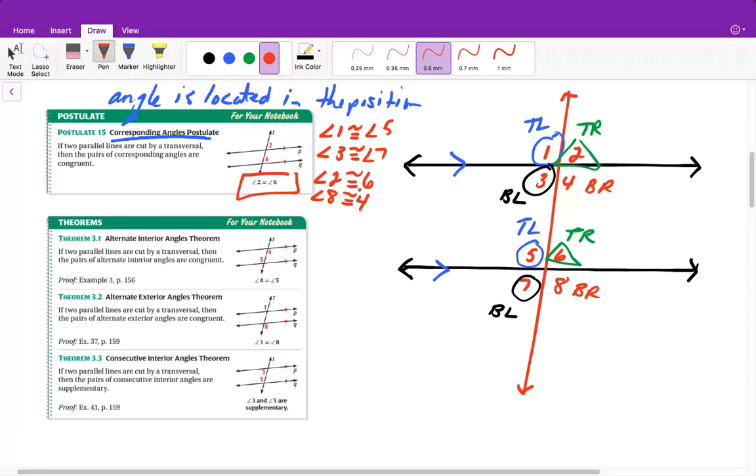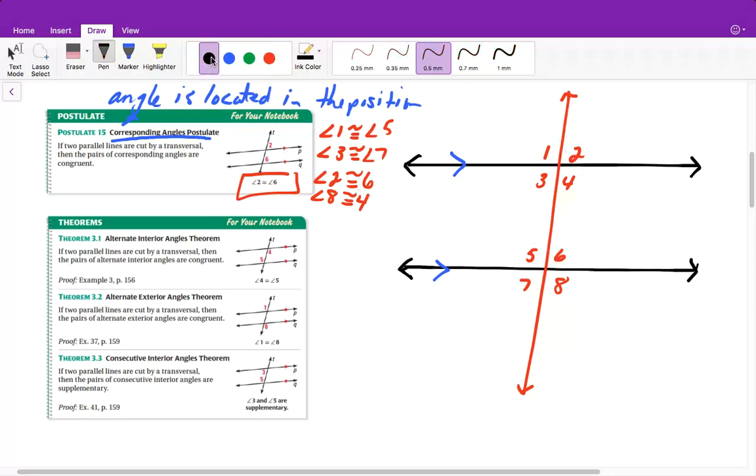But corresponding angles, they are congruent. All right, then the next ones, you see it says alternate interior angles, alternate exterior angles, and consecutive interior angles, or you'll also see them called same side interior angles. So you need to know the difference between alternate and consecutive or same side, all right?